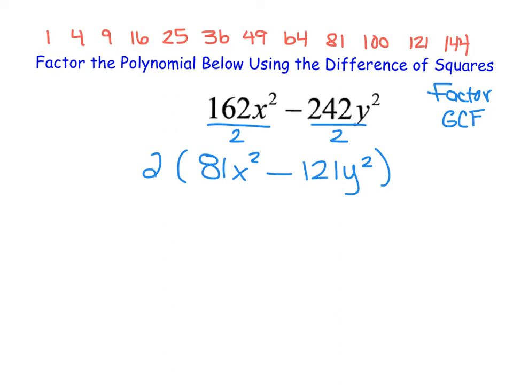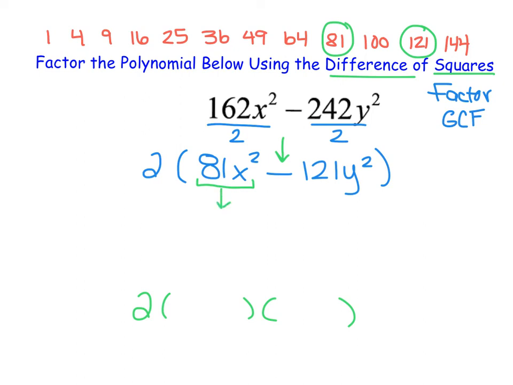Now what I notice is that both 81 and 121 are perfect squares. Because I have the subtraction in the middle, I know that I possibly have the difference of squares. When we utilize the difference of squares, we ultimately end up with 2 parentheses with values on the inside. So let's figure out what that's going to look like. I need to figure out what squared gives me 81x squared. The square root of 81 is 9, and the square root of x squared is x, so this is really represented by (9x) squared.